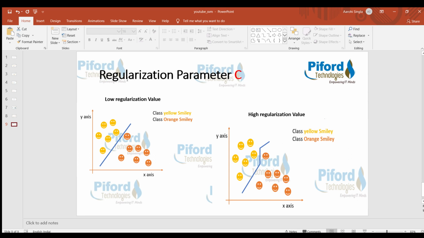What is regularization? Regularization simply means adding some value to the error function to improve the results, right? So in simple words, we are using this C term to tell our SVM algorithm how much misclassification to avoid, right? You can see over here, when you choose a low value of C, what will happen? And a high regularization value means when you choose a high value of C, what will happen? You can see in this figure, the left image has some misclassification. There is some error.